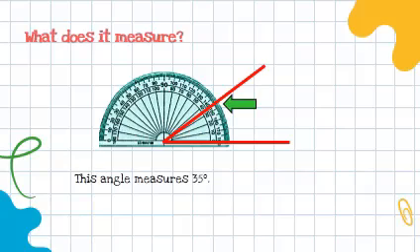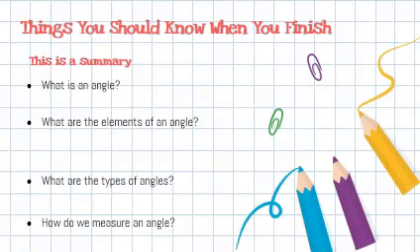Put the point of the protractor on the vertex, one of the arms on the 0, and you start counting until you reach the second arm and you read the number. That's it. So that was our lesson.